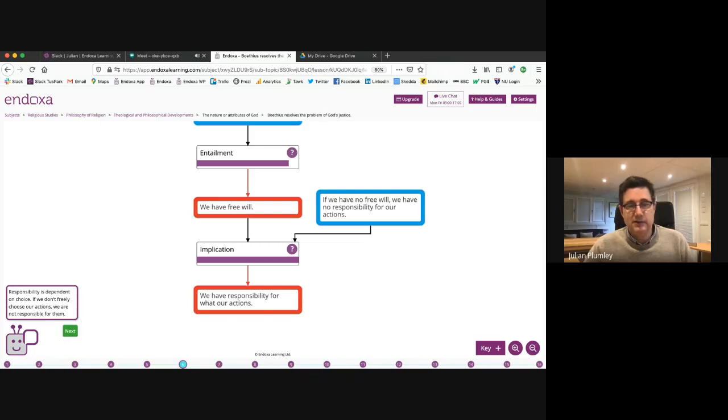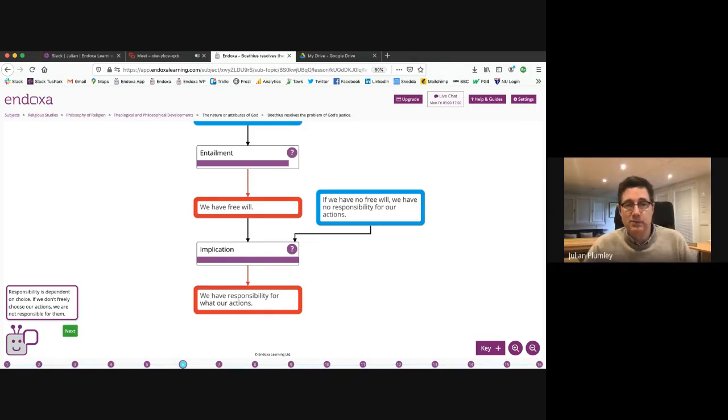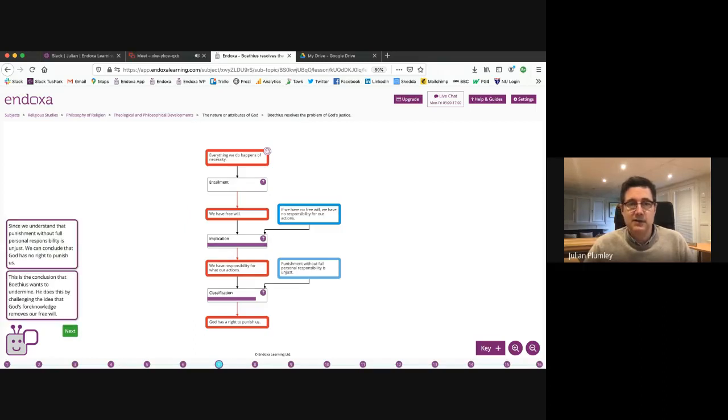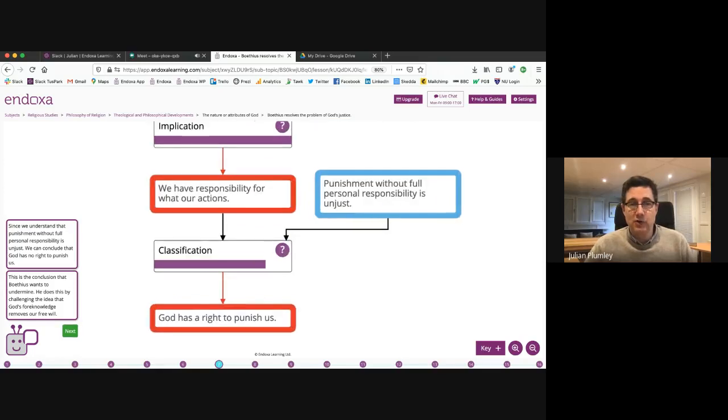So I'm going to go. Where to next? Right. So there's one more step to add to get to the conclusion that Boethius doesn't want.